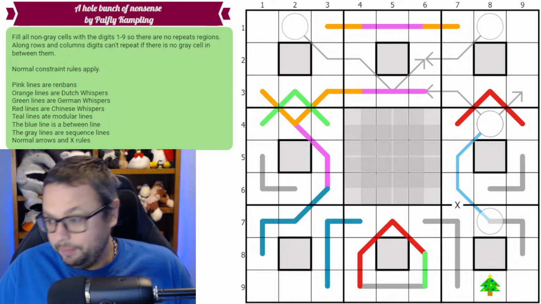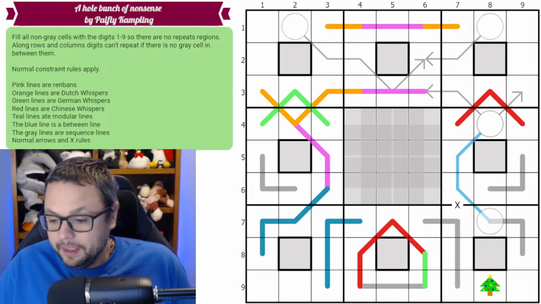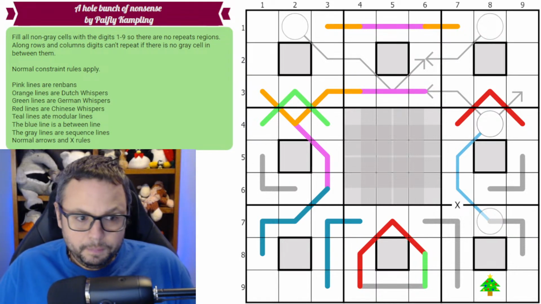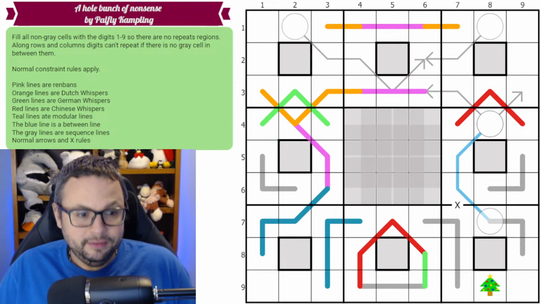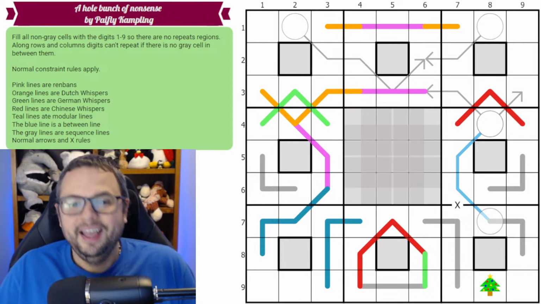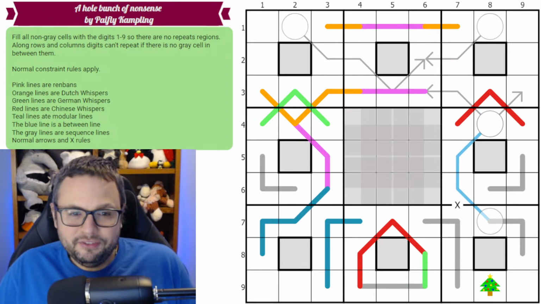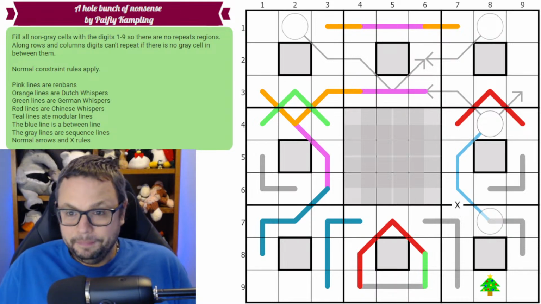Anyway, we will get to all of the puzzles eventually. Tristan is being very upset with the sound ever since I got the new laptop. All right, so here is a puzzle called A Whole Bunch of Nonsense, which I enjoy. Both the name and the initial look at the grid are quite exciting.